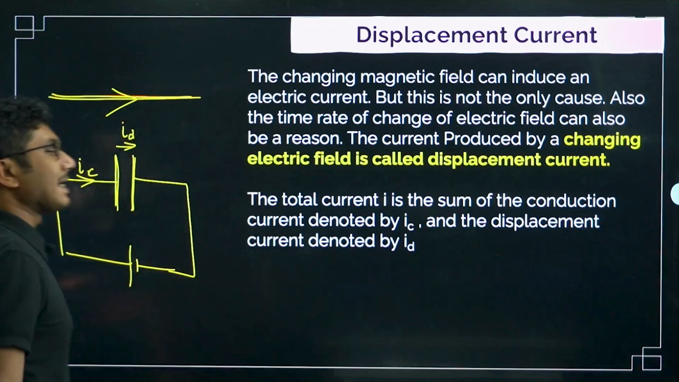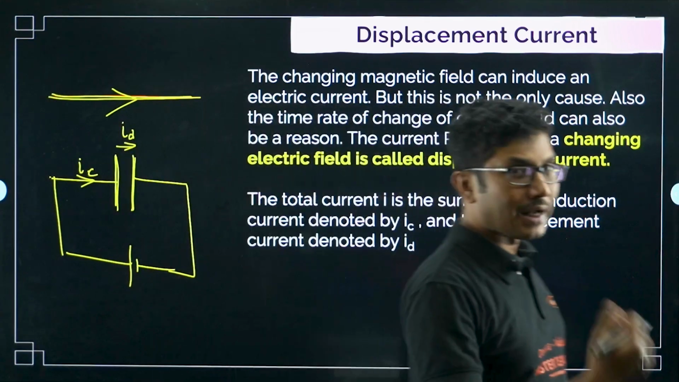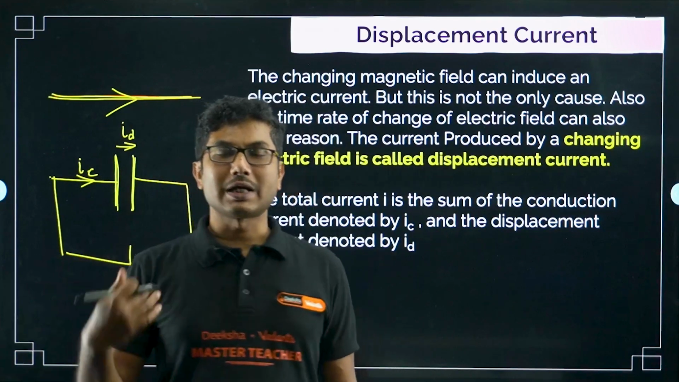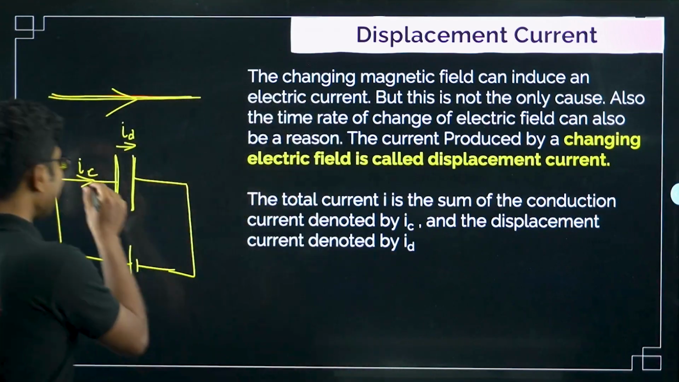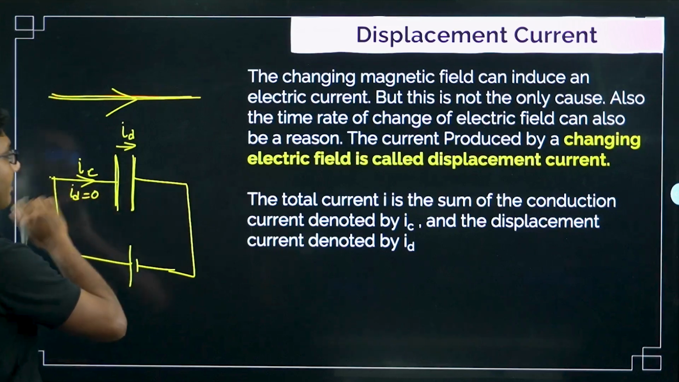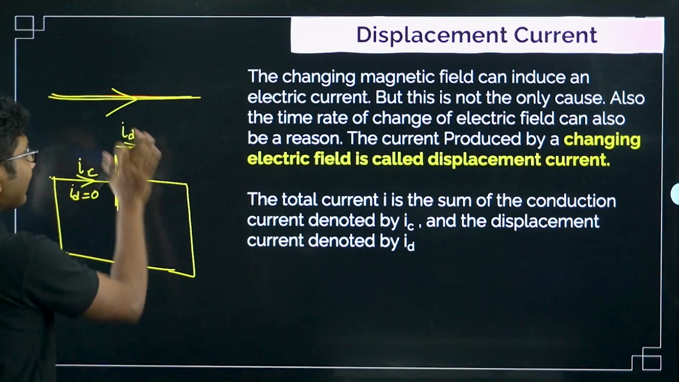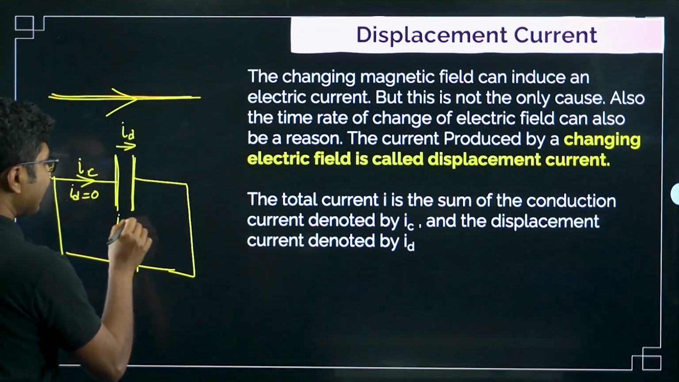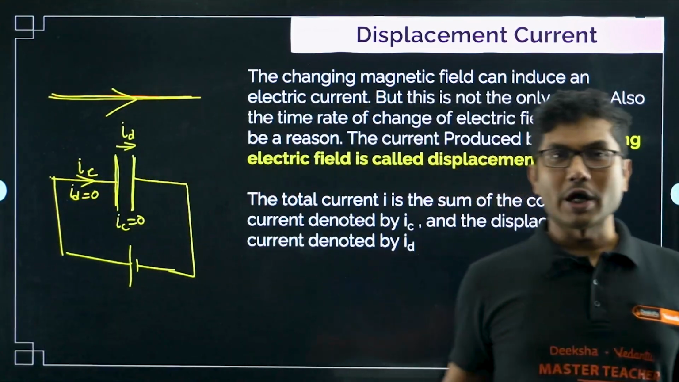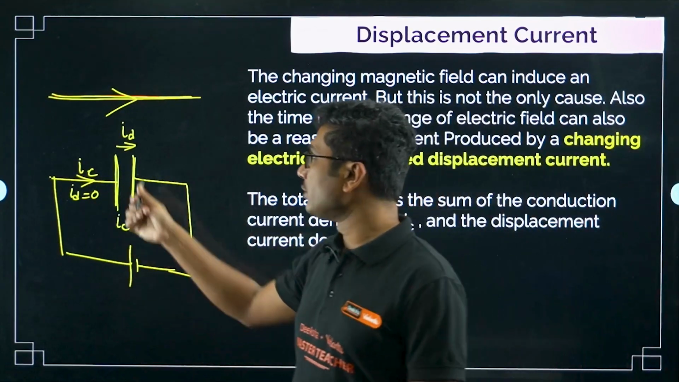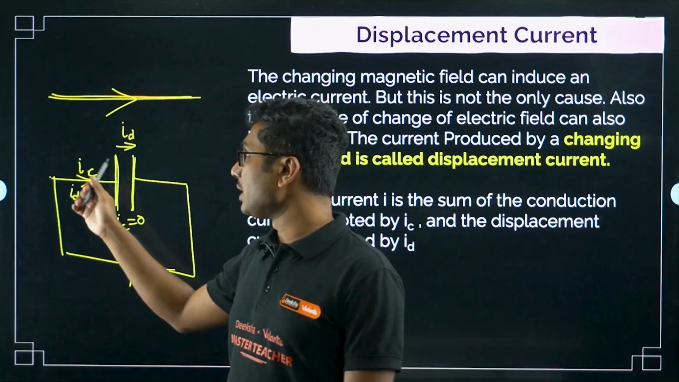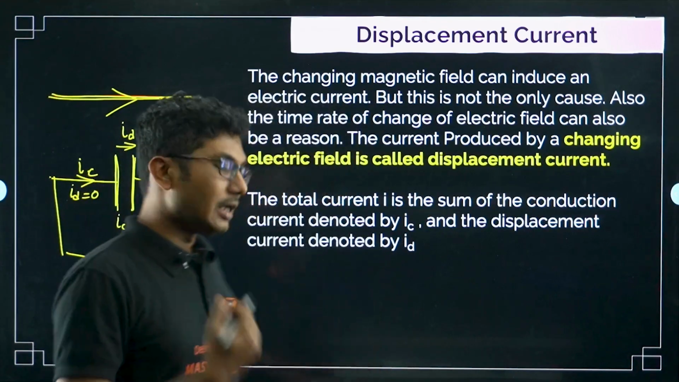Outside the capacitor plates, ID is equal to 0 because the electric field is constant, and only IC is there. Inside the capacitor plates, there is no conductor available, so IC is equal to 0, and the only thing that exists is ID.